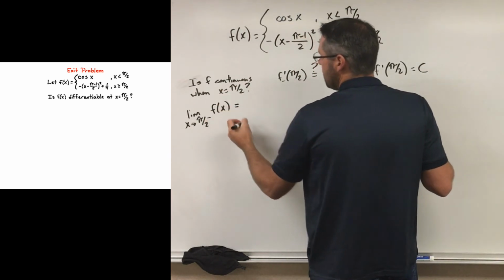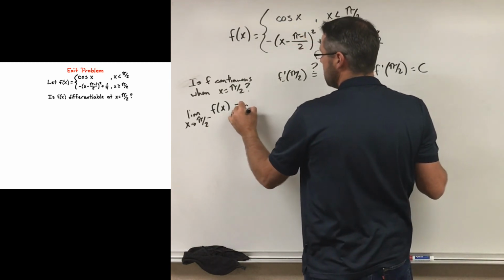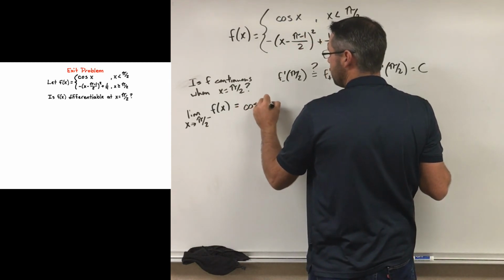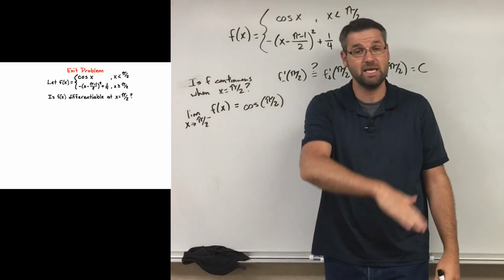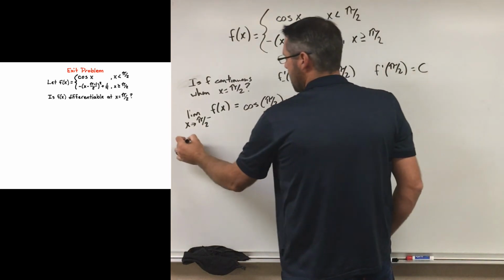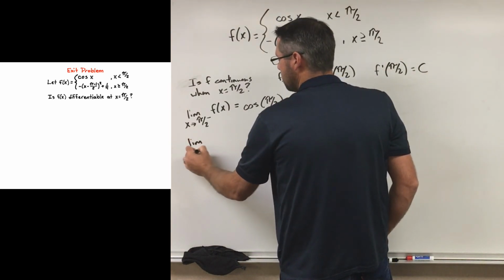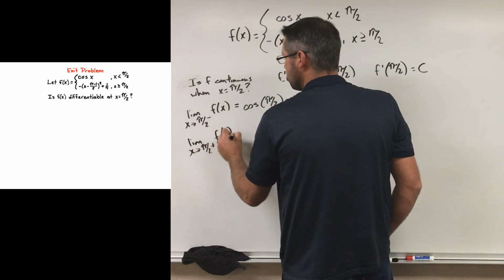For the limit as x approaches pi over 2 from the left, we're going to use the cosine piece. So that's going to be the cosine of pi over 2. And what's the cosine of pi over 2? Well, the cosine of pi over 2 is 0. Okay, so we have that. And then the limit as x approaches pi over 2 from the right of f of x.